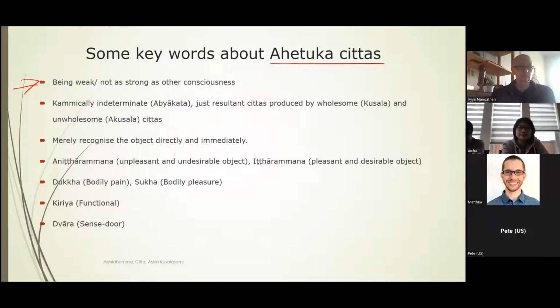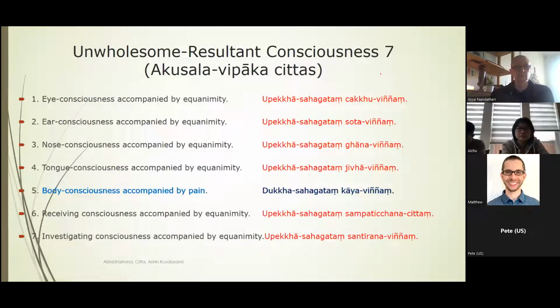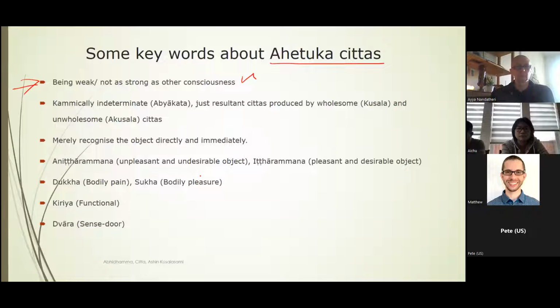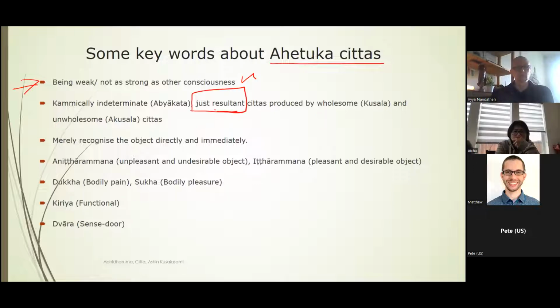So 18 Ahetuka Chetas are very weak. I will talk later about what is weak and what is strong. I cannot say it as long as you don't know these 18 Chetas. And also ethically indeterminate, abyakata. I will not talk more here, and later I will come here again. These 18 Chetas are just resultant Chetas, produced by wholesome and unwholesome, just resultants. Ethically, we cannot say it is a good Cheta or bad Cheta. We cannot say wholesome or unwholesome. So just resultant, just result.